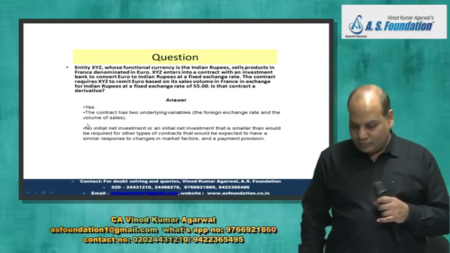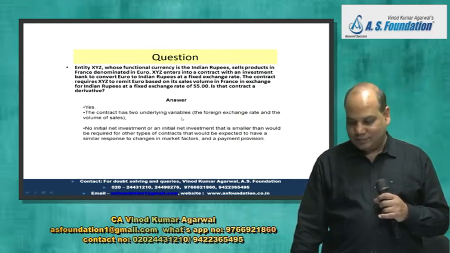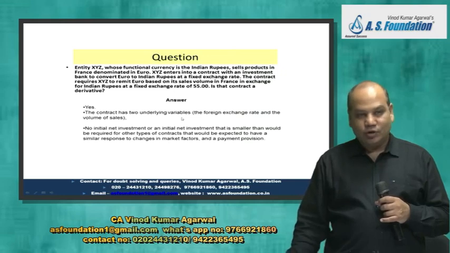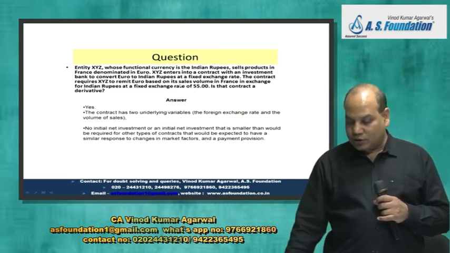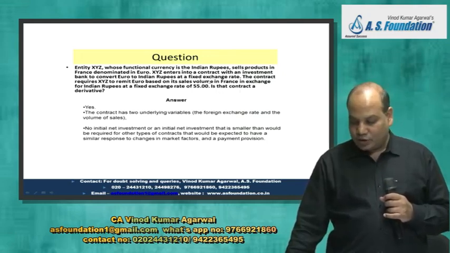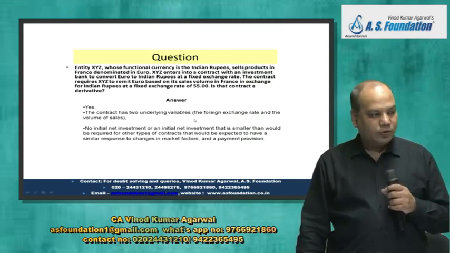Yes, the contract has two underlying variables. Its value will change as the rate of exchange will change, and in this question it will also vary as the quantity will change, because quantity is not fixed here, it depends on sales volume. So the value of your contract will vary because of two reasons: the foreign exchange rate and the volume of sales.